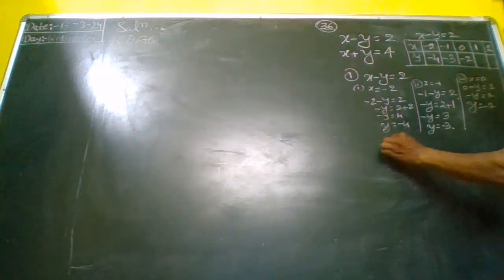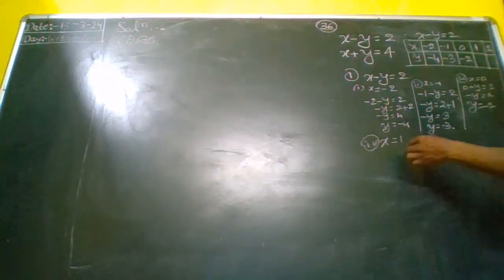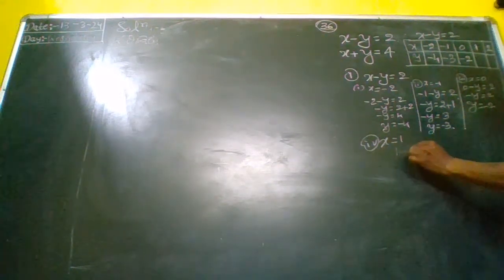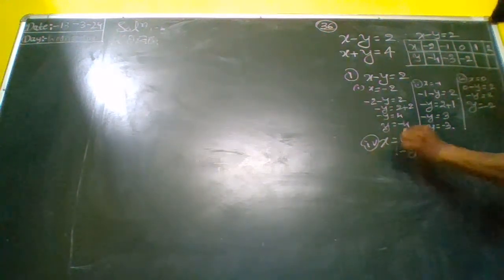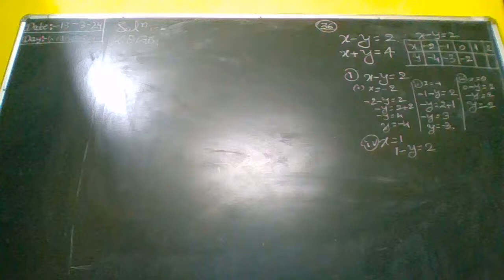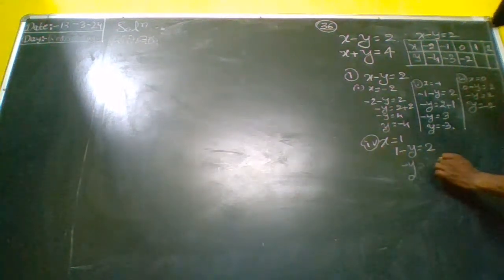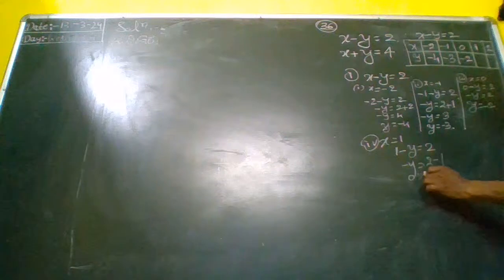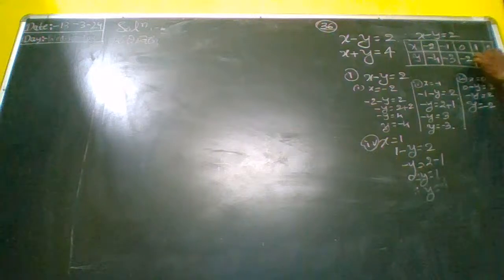So now x equal to 1. The fourth value is x equal to 1. So what does it become? 1 minus y is equal to 2. So this is plus 1, not minus 1. Remember, the sign is always behind the number. So this minus is concerned with the y. So minus y is equal to 2 minus 1, that is minus y is equal to 1. Therefore y is equal to minus 1.